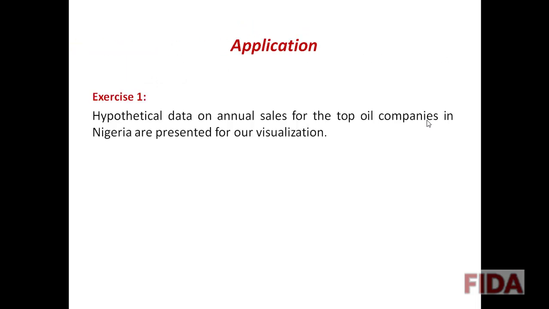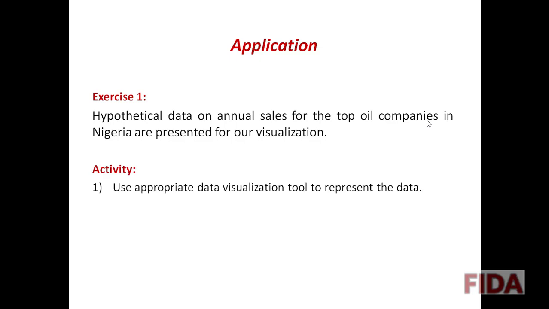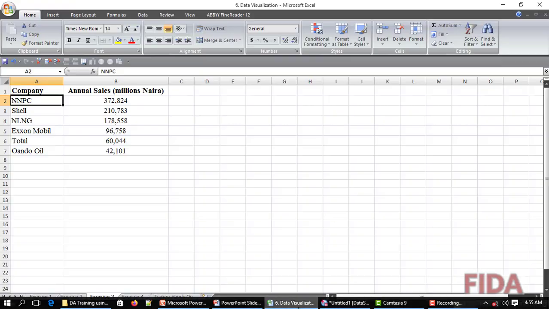It says hypothetical data on annual sales for the top oil companies in Nigeria are presented for our visualization. So the activity says use appropriate data visualization tool to represent the data. In this case, we are going to use the pie chart. It says also, what deductions can you make from the chart? So let us go straight to our data in Excel.